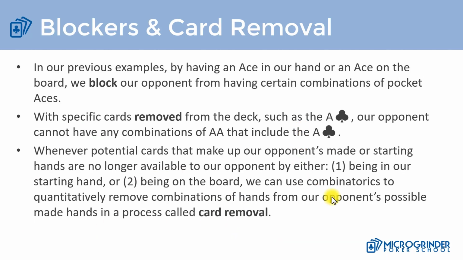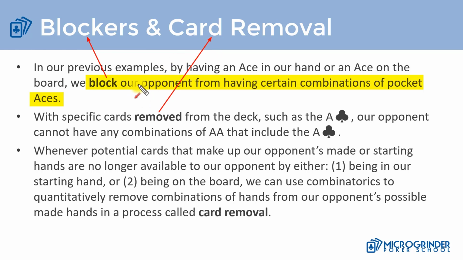Now let's talk about this a bit more, and let's talk about blockers and card removals, because that's what I already talked about. In the previous examples, by us having an ace in our hand, we are blocking the likelihood that our opponent has certain combinations of a pocket pair. And that's where the term blockers in poker comes from. So when we block the possibility of them having a hand, we are using what are called blockers. And what this provides is something called card removal.